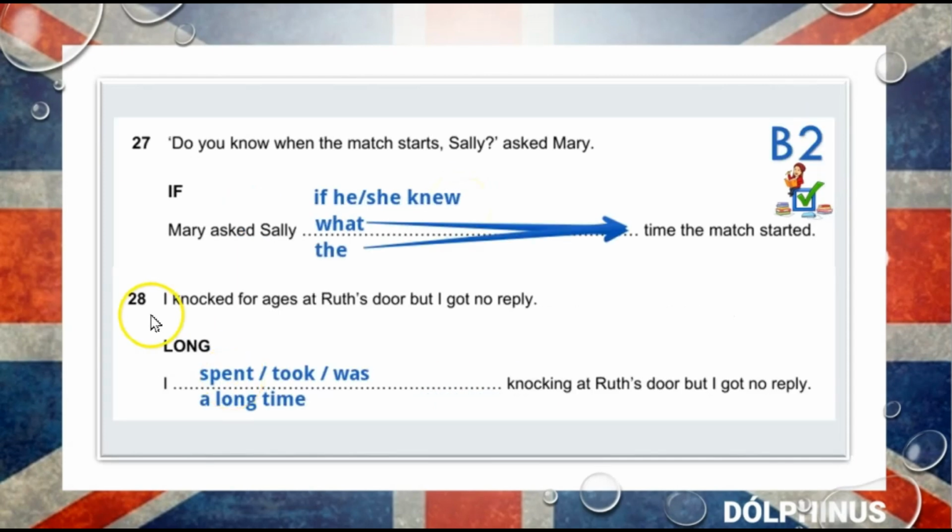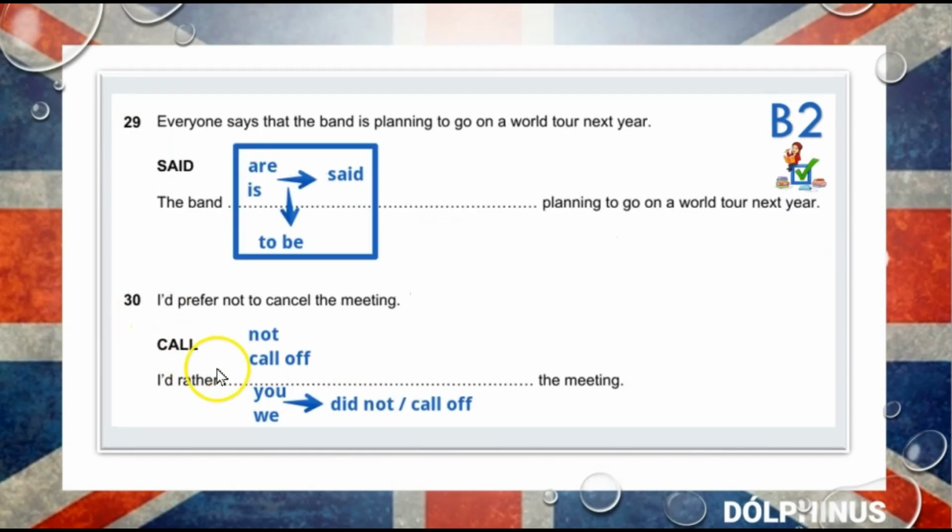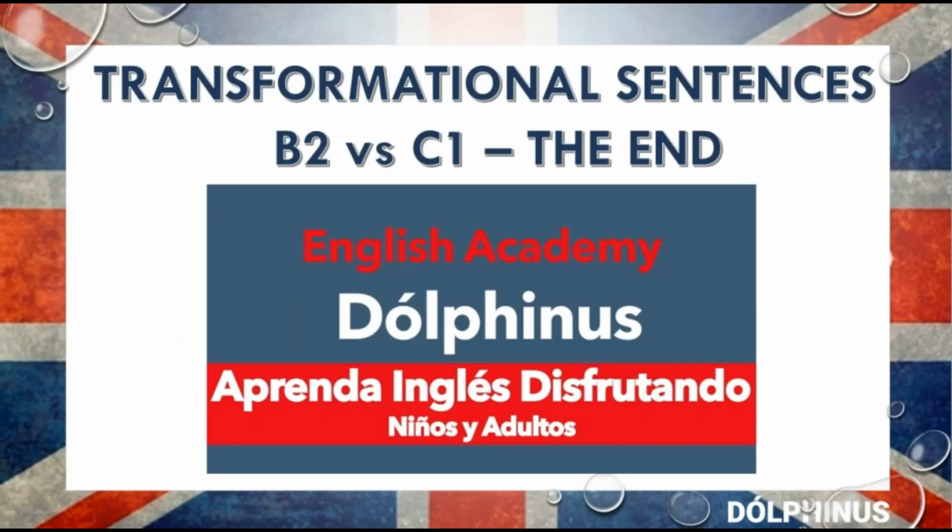In this B2, in 28, there are also 2 changes. I knocked for ages. I spent a long time knocking. But comparing it to C1, they are much simpler. In 27, we have the typical question in reported speech. In 30, we have the verb call off, which means cancel, which is typical in B2, as put off, meaning postpone. Hope I've helped you understand the difference between B2 and C1 transformational sentences.